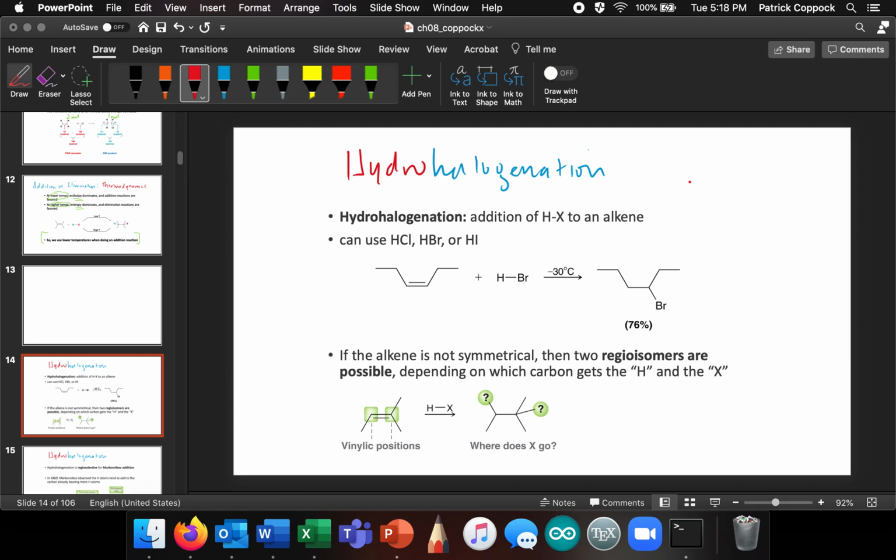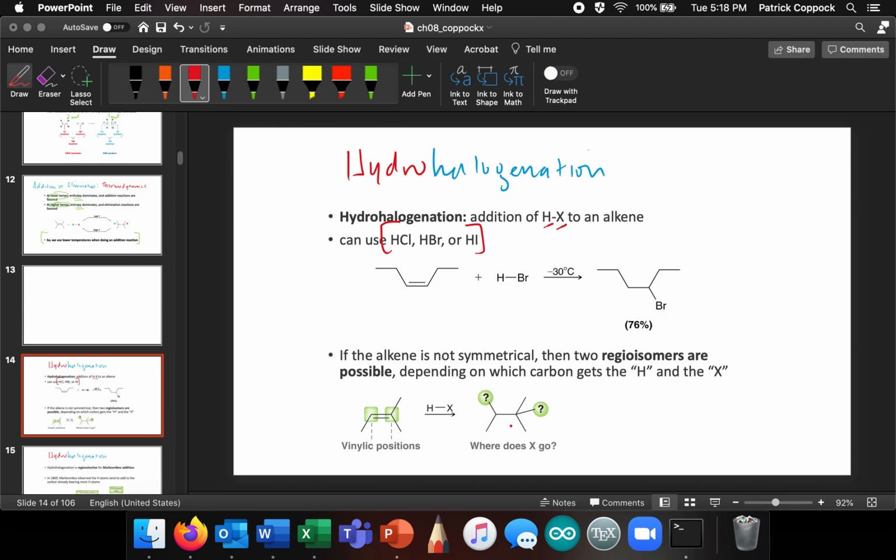Okay, so let's get into our first example of an addition reaction. The simplest one, and the exact opposite of an elimination, is hydrohalogenation, because we're going to be adding a hydro and a halogen. For hydrohalogenation we're going to use these three. We're not going to use HF. So HCl, hydrobromic acid, and hydroiodic acid.